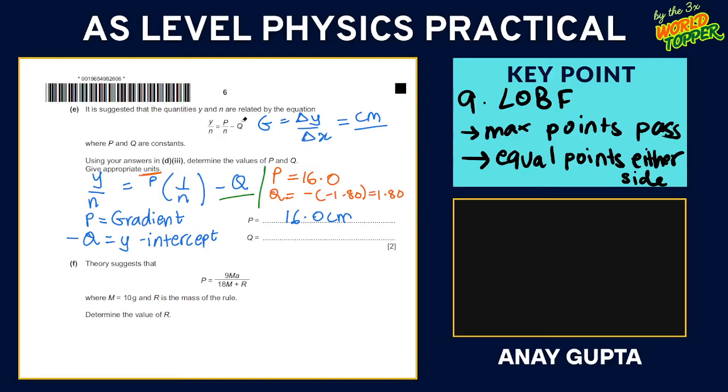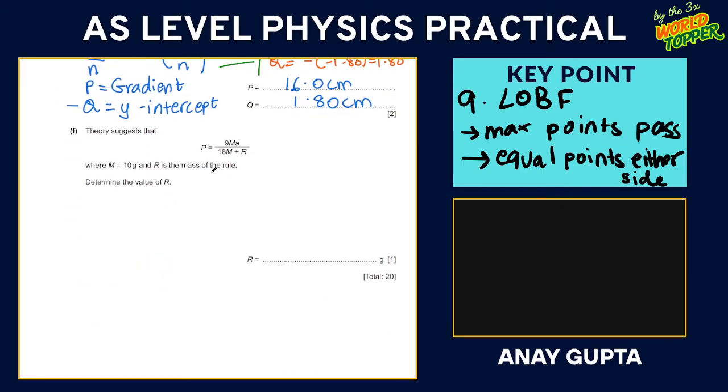Now if we look at our y-intercept, the y-intercept will always have the same units as the other terms in the equation. So the unit of y by n is the unit of q. y by n has units of centimeters, so q is 1.80 centimeters. That is how we will be solving this question.